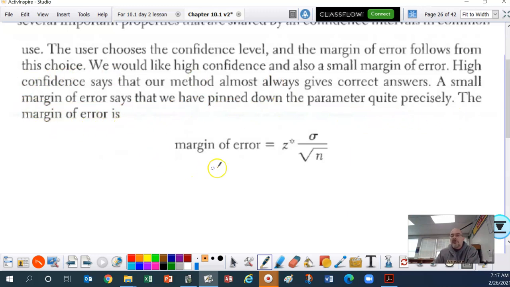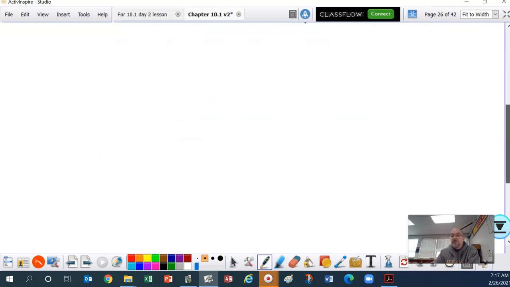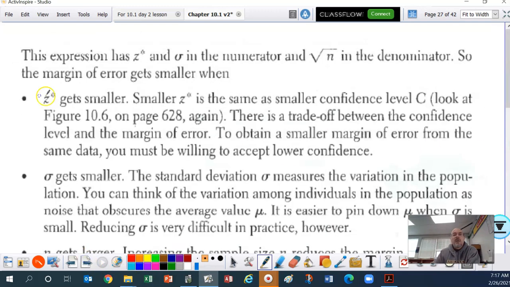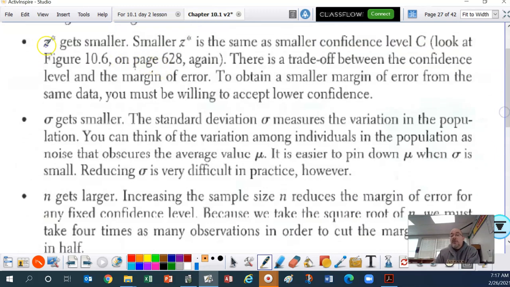Your margin of error is the z-score, or z-star, your critical value, times the standard deviation, with z-star and the standard deviation in the numerator and the square root of n in the denominator. The margin of error gets smaller when z-star gets smaller. If our critical value gets smaller, then obviously the margin of error gets smaller. That is the same as smaller confidence.